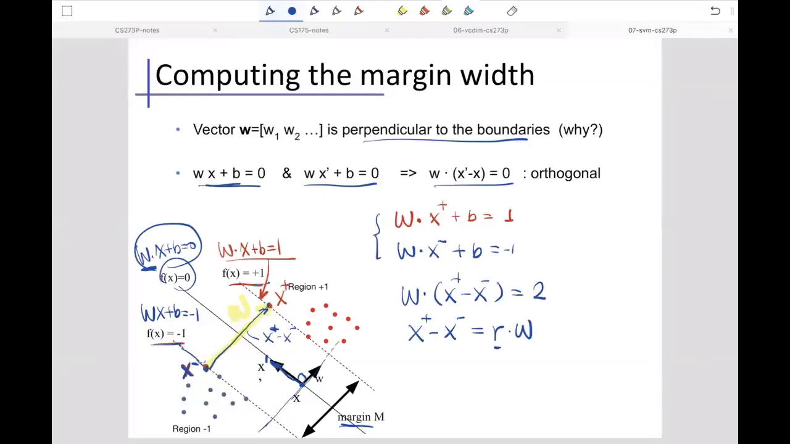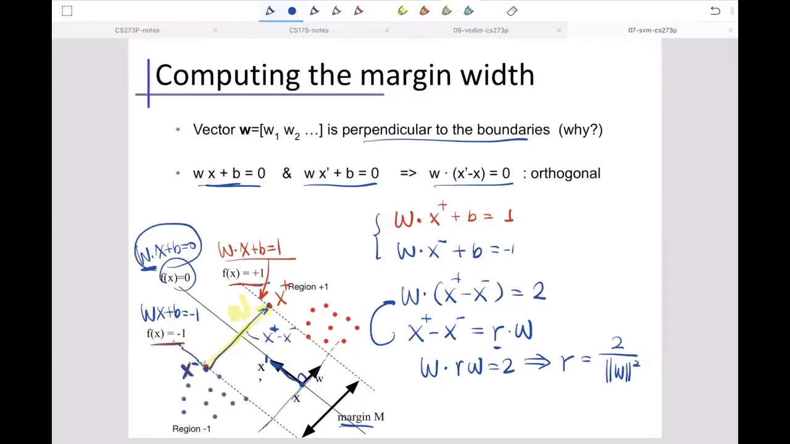However, I'm going to plug into this equation here, and I know that w dot r w is equal to 2. Which means you conclude that this coefficient r is going to equal 2 divided by the norm of w squared, because the dot product of w with itself is equal to the length of w squared, the norm squared. This is r. Okay, I'm very close now.